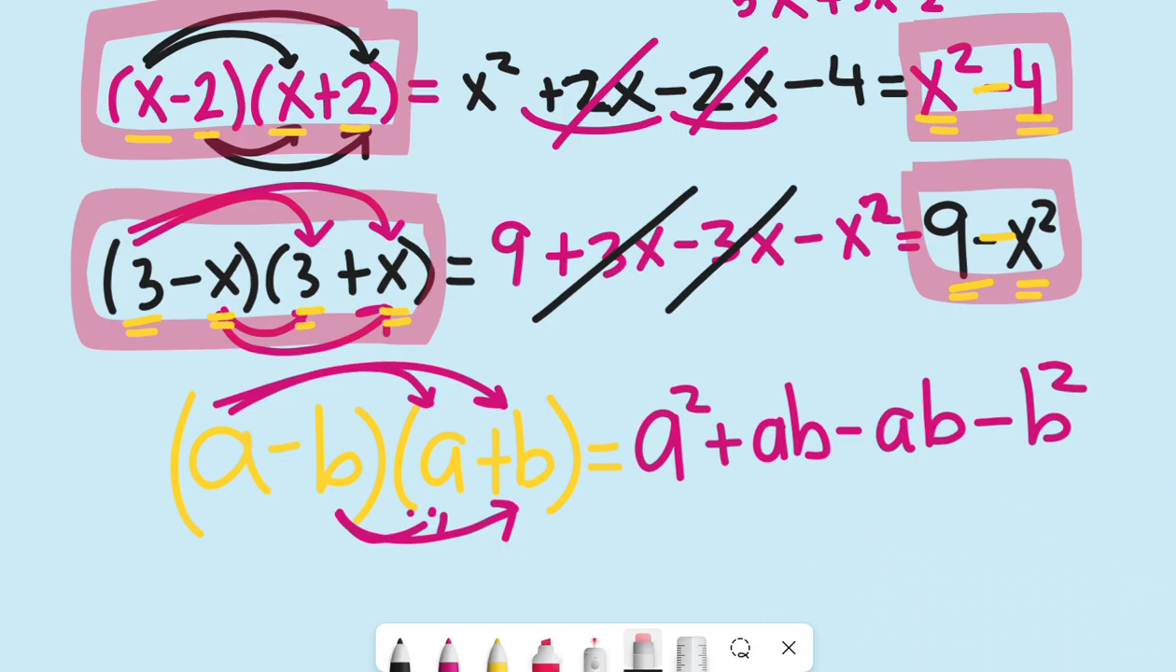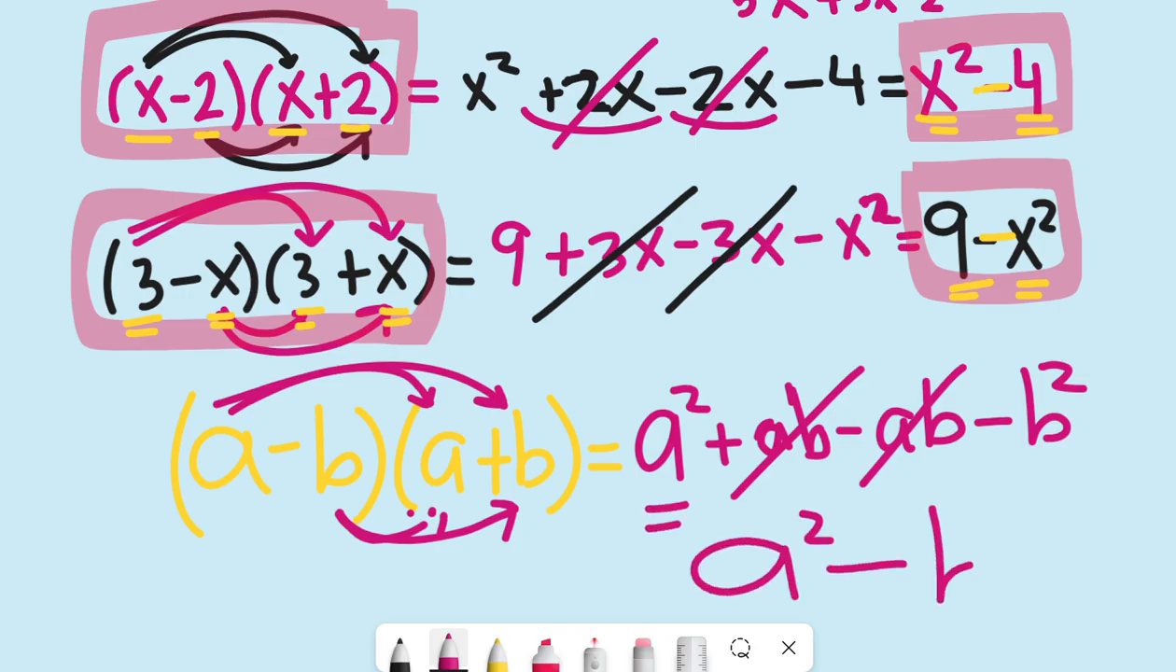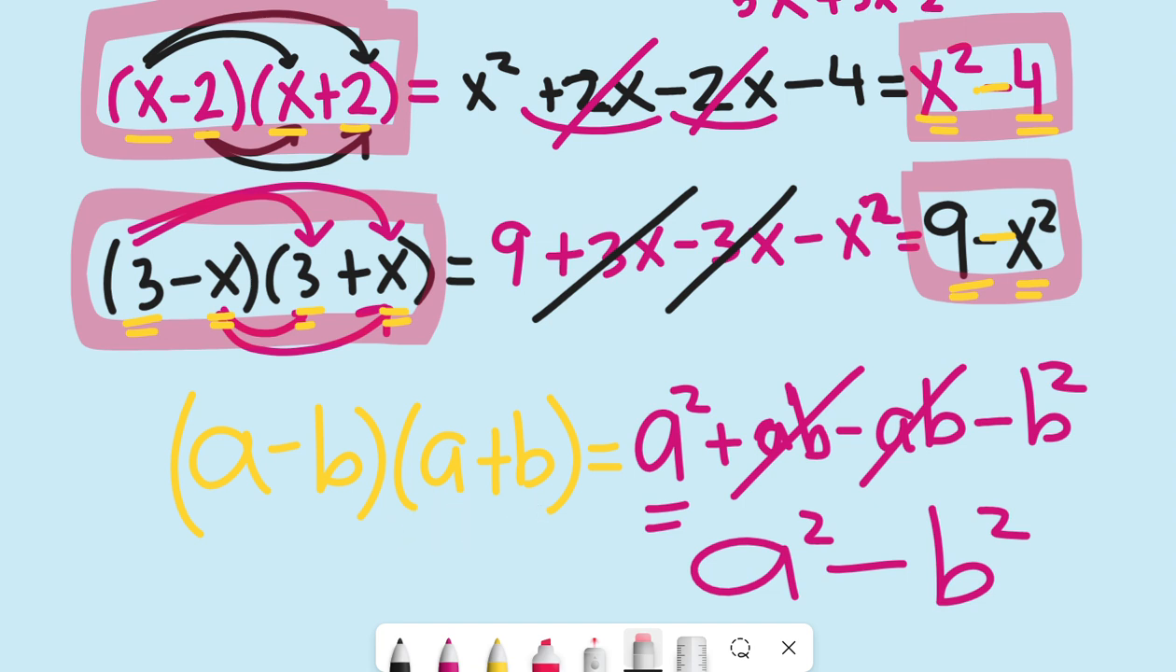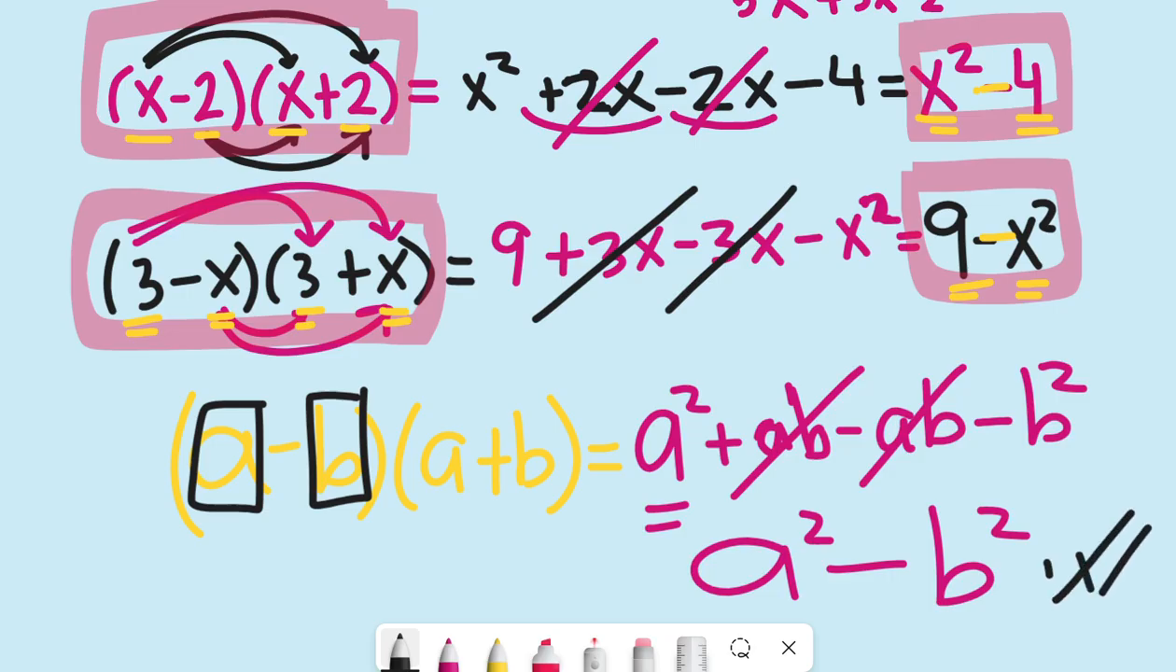What do we have then? ab and minus ab will cancel each other out. So we basically have a squared minus b squared, and that is the rule. If we have a minus b and a plus b, that is equal to a squared minus b squared. Please make sure that you write the formula down, and then from now on we do not have to perform the multiplication. We can know it immediately.